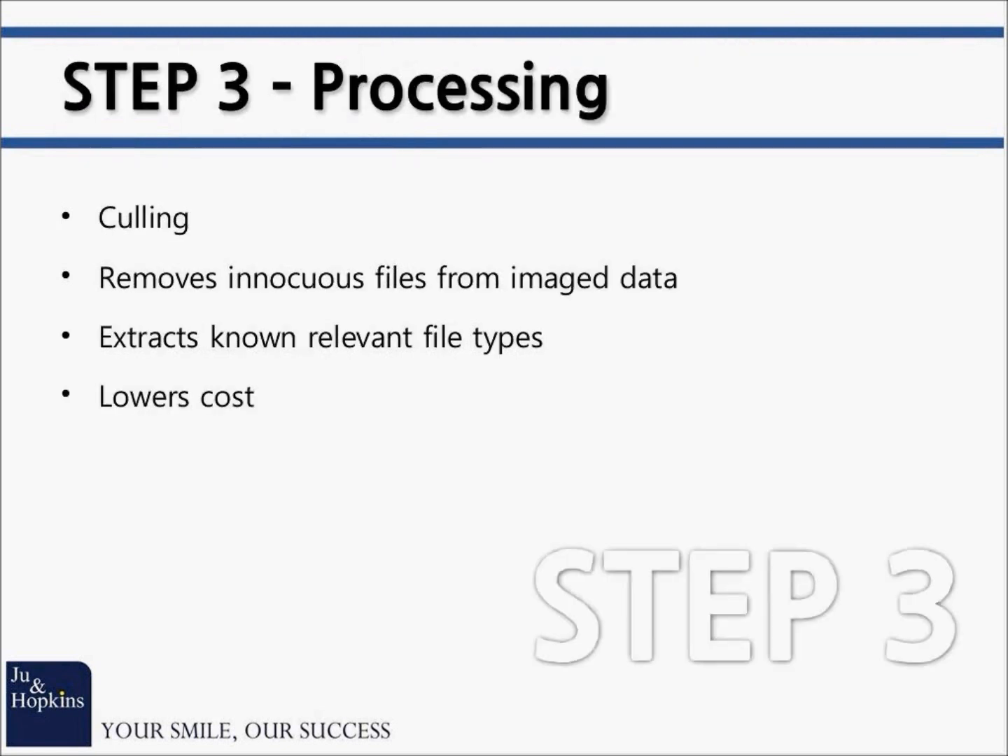After that, processing. Well, how do you process the data? You need to cull it. This is actually where you save the most money, I think, in an e-discovery issue, is by culling the data and reducing it to where it's a manageable size. This can really help save costs if done properly. You remove innocuous files, you remove redundant files, it really lowers your cost.